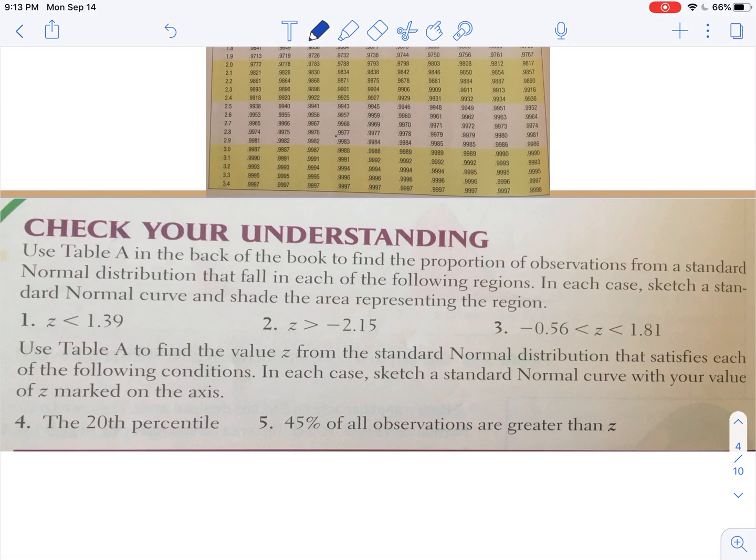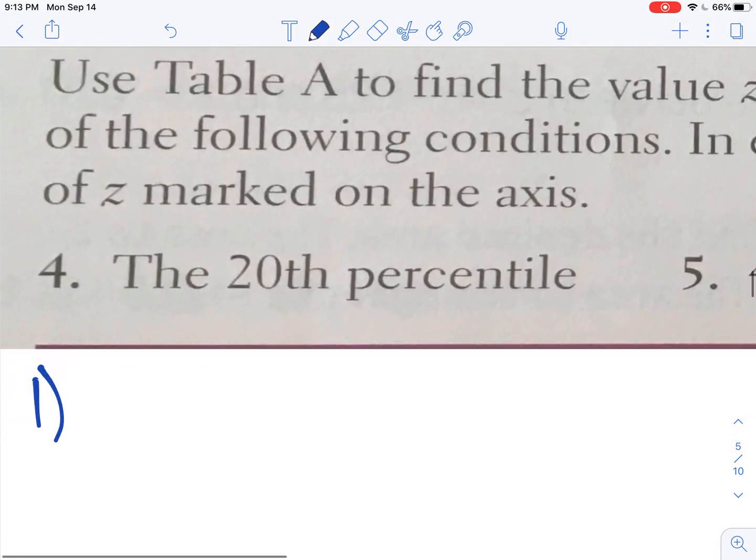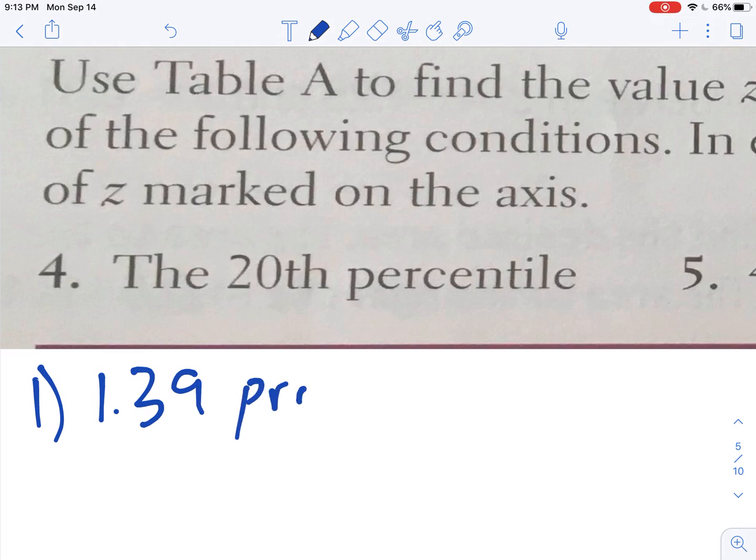Use table A in the back of your book to find the proportion of observations from a standard normal distribution that fall in each of the following regions, and in each case, sketch a standard normal curve and shade the area representing the region. All right, so for number 1, I'm looking for the z-values that are less than 1.39. And I have to be able to read what it's asking me. This is saying, what is the proportion of z's that are less than that value? So I'm actually just going to have to find what this value is. So I figure out if I've got a z-score of 1.39, what's its proportion?